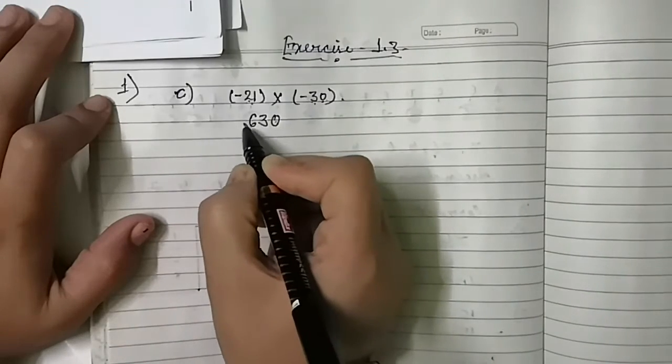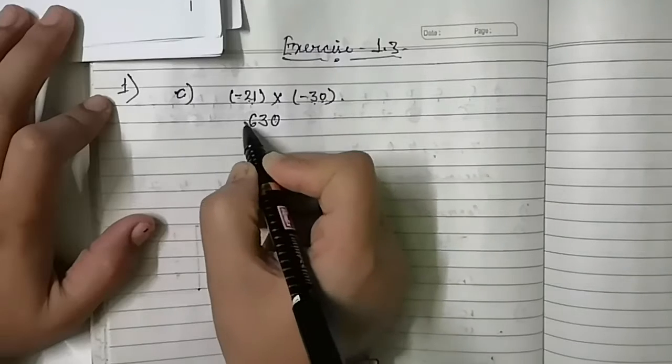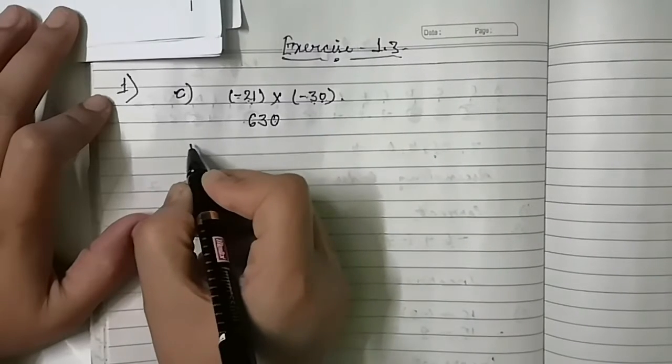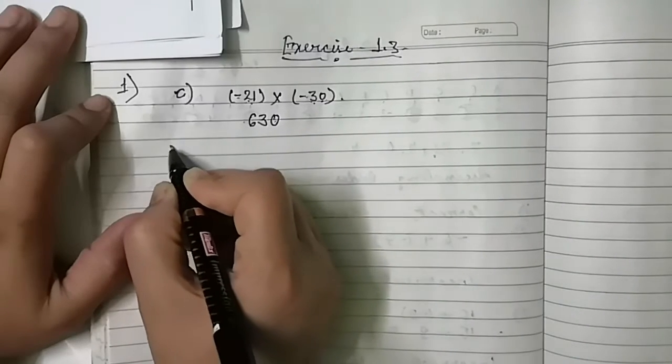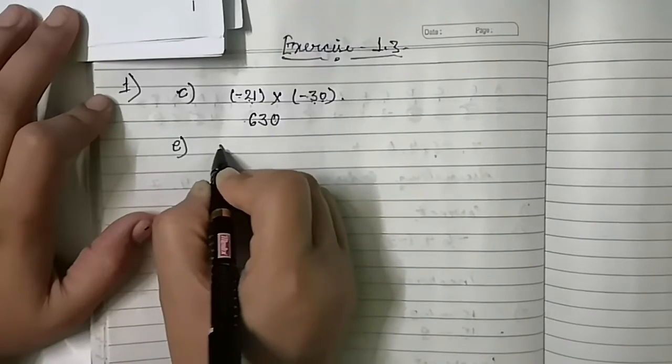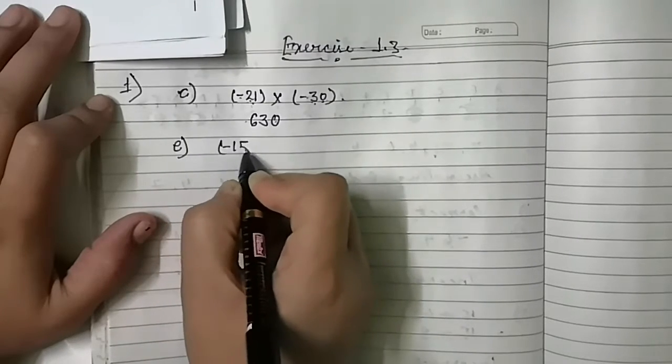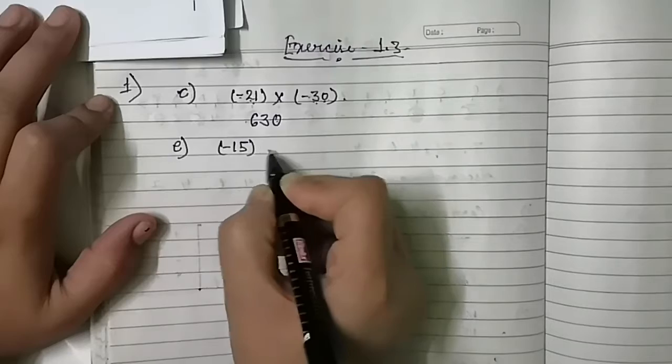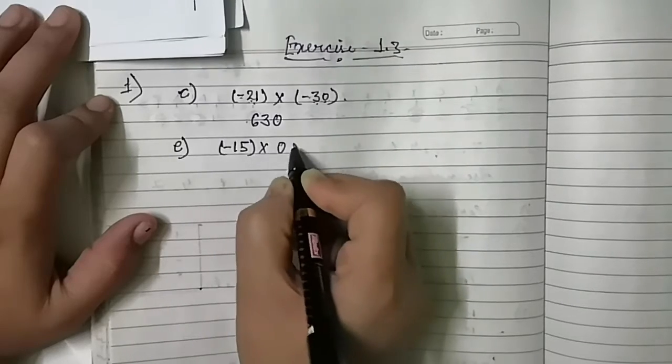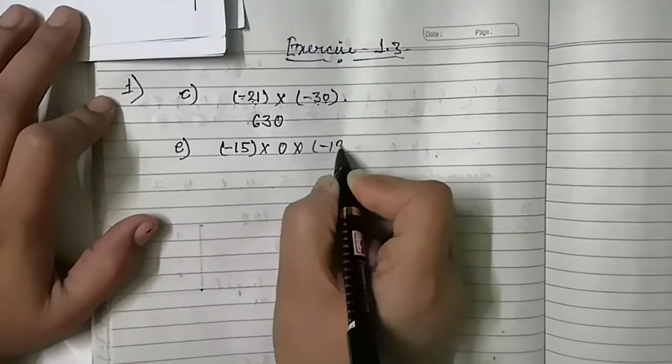And what sign will be here? Minus minus will be plus. Okay, this was very easy. Now next, E: minus 15 into 0 into minus 18.